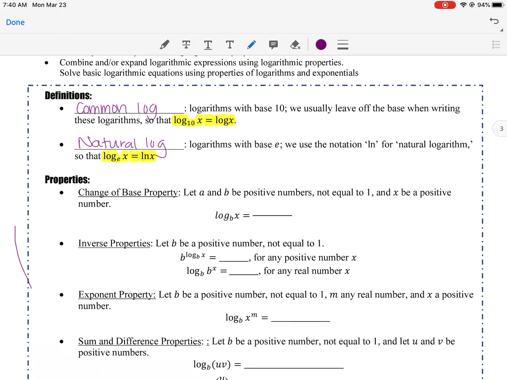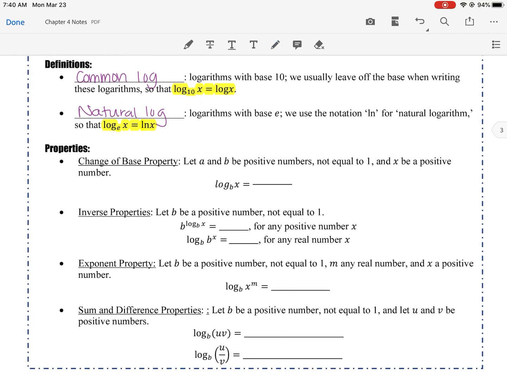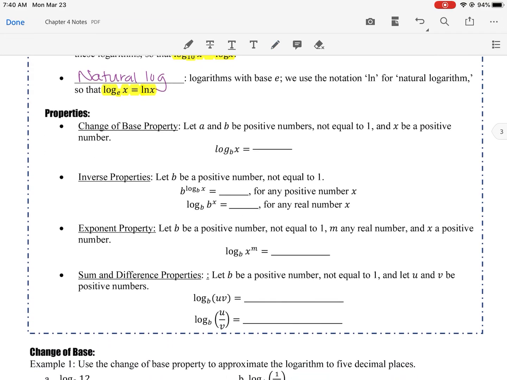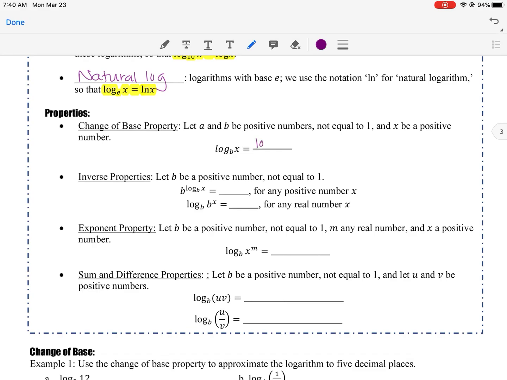Okay, let's take a look at the next one. So we've got some different properties here of logs. First of all, the change of base property. Unfortunately, I do not believe that our calculators will do any base for you, so you've got to know that when you've got log base b of x, you can find that by doing log of x divided by log of b. So common log, like log base 10 of x and log base 10 of b. Or if you prefer, you can also do natural log of x over natural log of b.